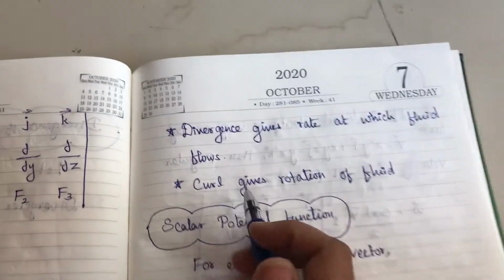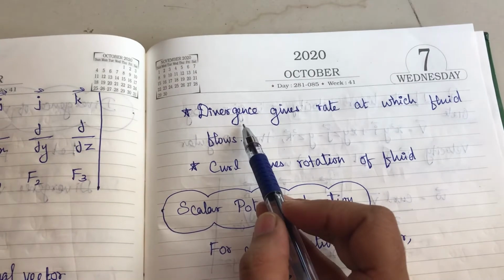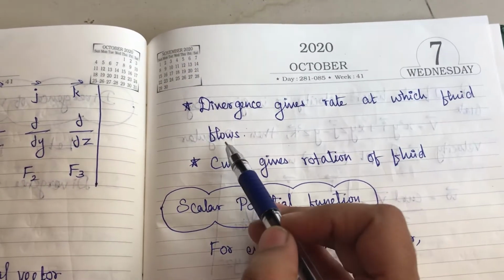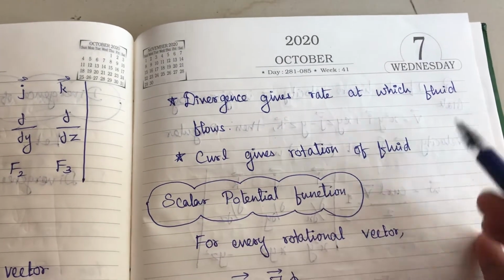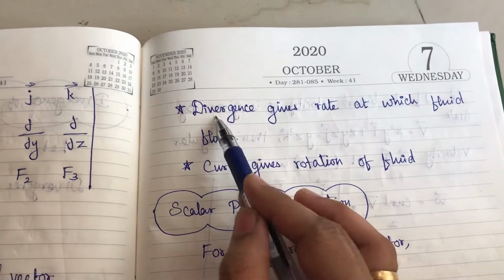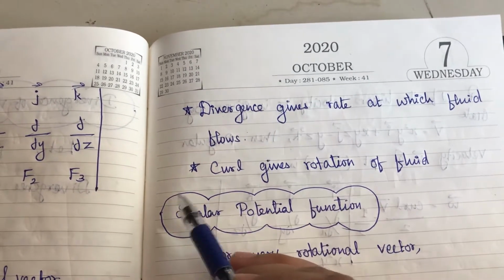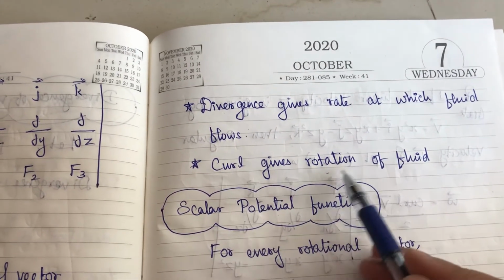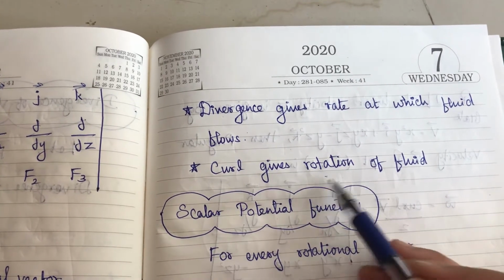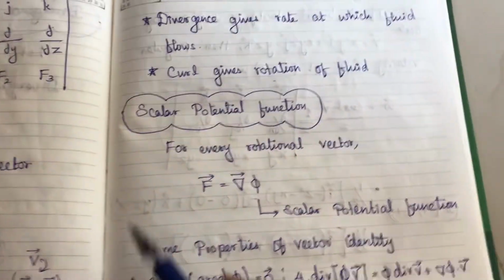Before that we have seen divergence, right? Divergence gives the rate at which the fluid flows. But curl gives the rotation. If curl is equal to 0, it is irrotational. If curl is there, there will be rotation.